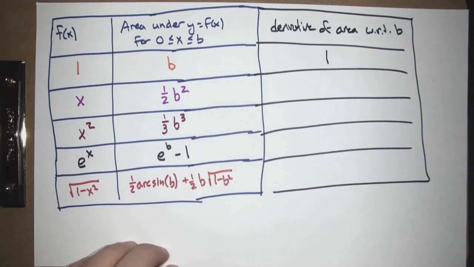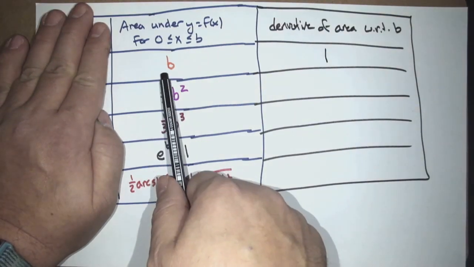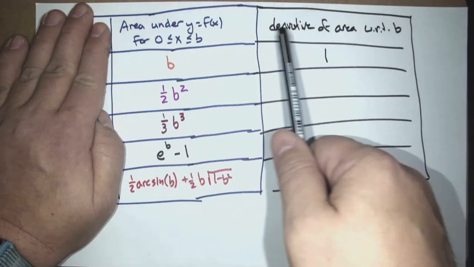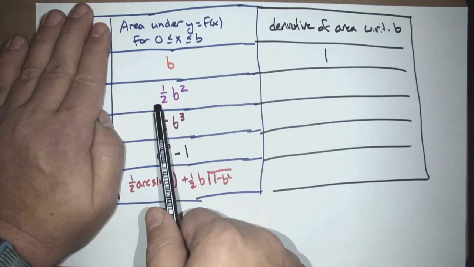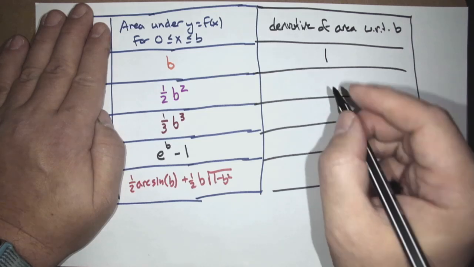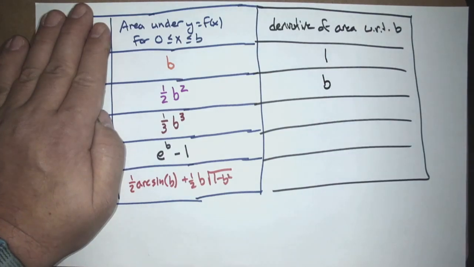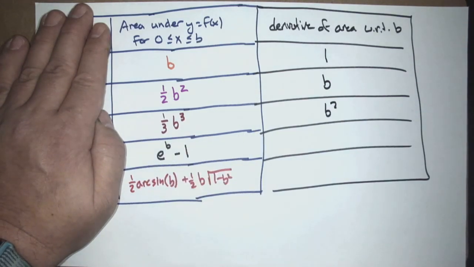1. Yes? Don't look here. Just look here. Derivative of b with respect to b, 1. What's the derivative of 1/2 times b squared with respect to b? b. What's the derivative of 1/3 b cubed with respect to b? b squared, right? Because it's going to be 1/3 times 3b squared.